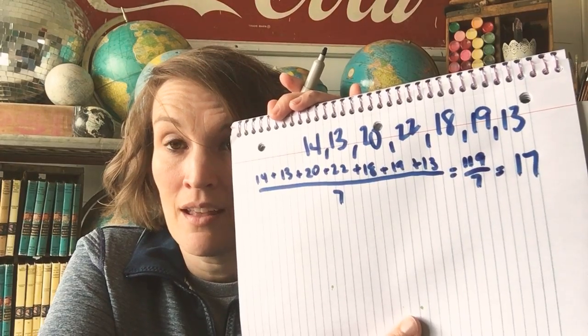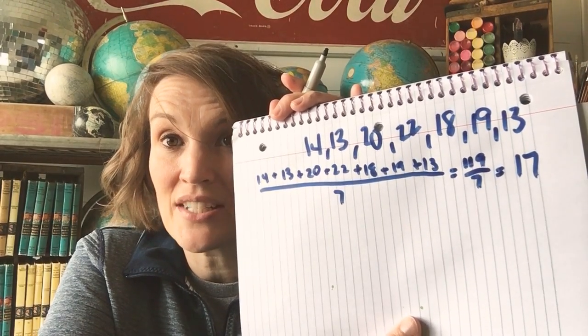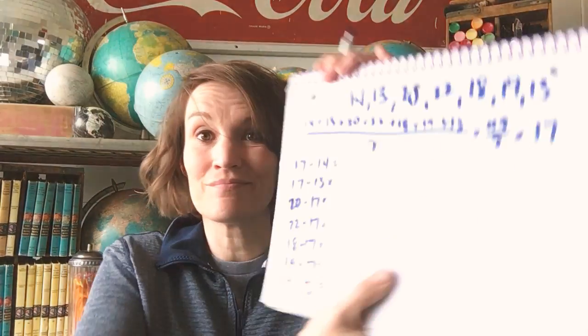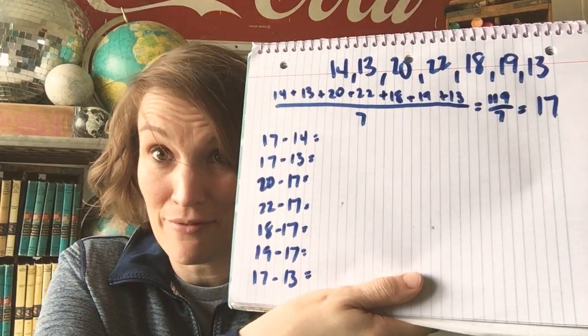That's the mean. Now, after that, I have to take the difference between the mean and every single one of these numbers. So the difference between 17 and 14, the difference between 17 and 13, the difference between 20 and 17, the difference between 22 and 17, the difference between 18 and 17, the difference between 19 and 17, and the difference between 17 and 13. It's tedious, I get it, but it's what we do. See all that? So I'm finding the difference between all those.